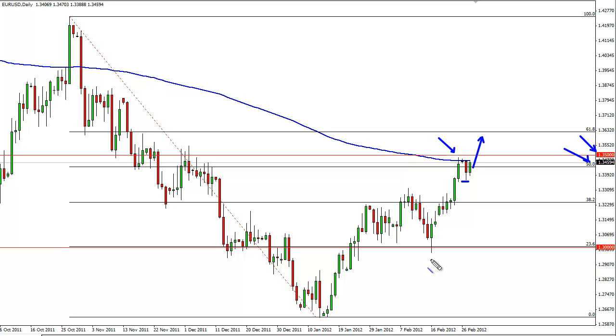So for myself, I am simply waiting for one of these two levels to give way on a daily close, and until then I'm content to sit tight because I know how quickly you can lose gains or gain losses in a situation like this.